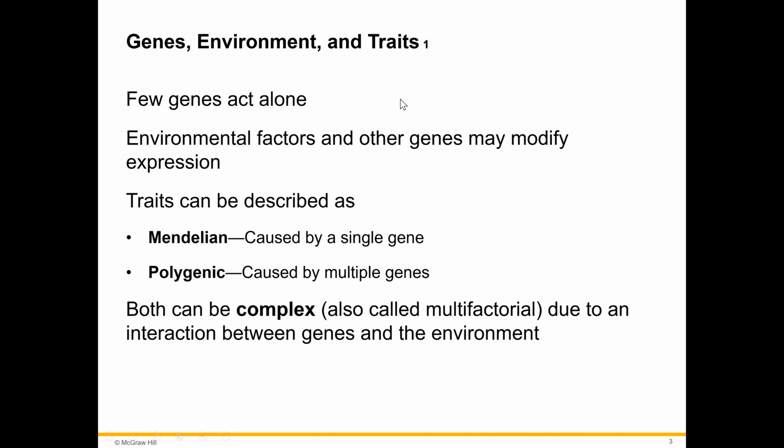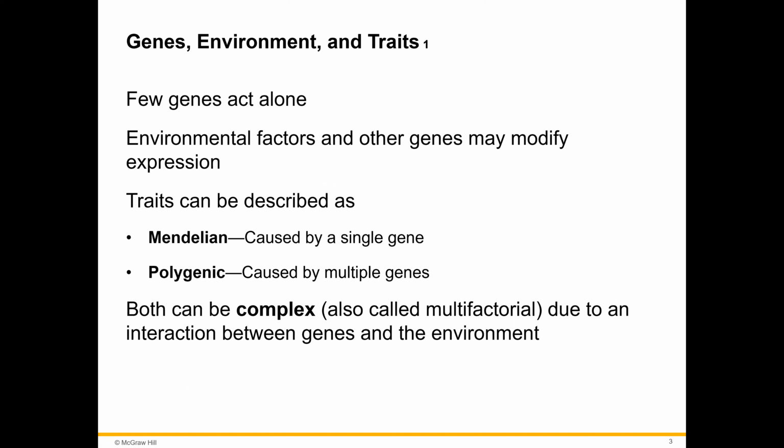So genes, environment, and traits. Few genes act alone. Environmental factors and other genes may modify expression. So that means that not only your genetics affect your phenotype, like how you look or how you behave or what your abilities are, but also the environmental factors and many other genes will determine your phenotype, not just one gene. Traits can be described as Mendelian, caused by a single gene, or polygenic, caused by multiple genes.